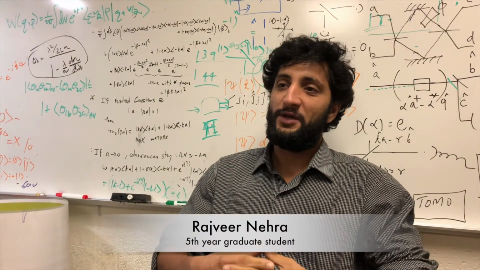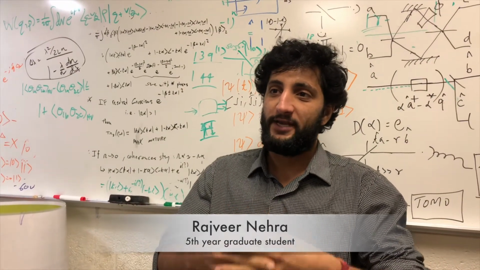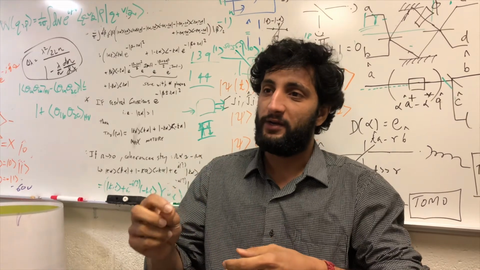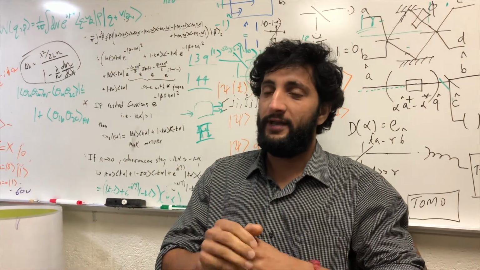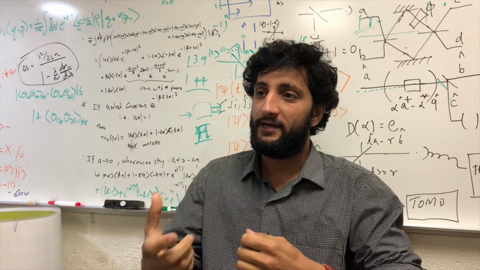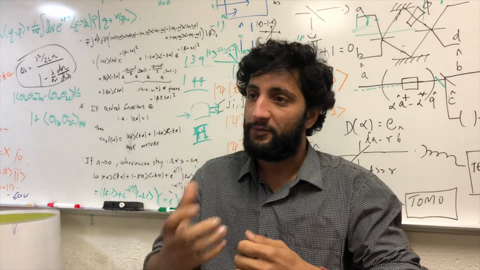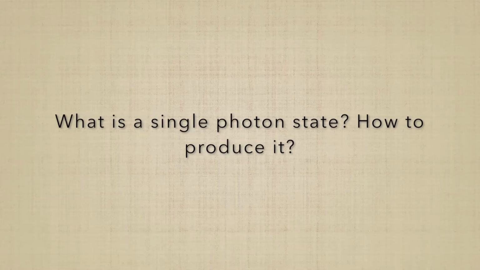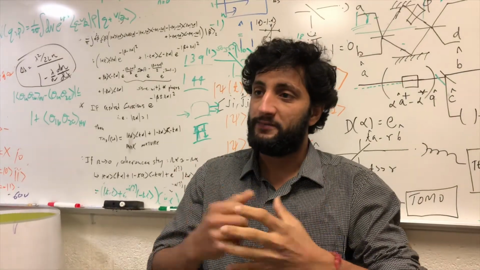So the goal of this experiment is to produce this quantum state with just one light particle, or photon. And you can use these sorts of quantum states in optical quantum computing. Now, how do we produce this quantum state?